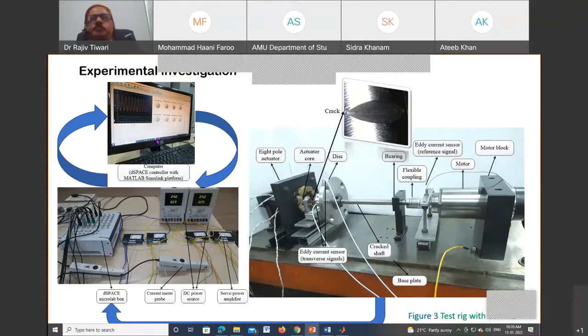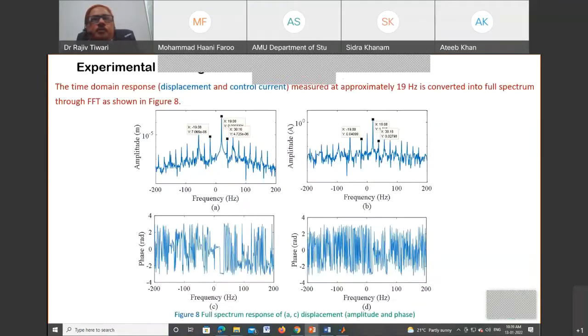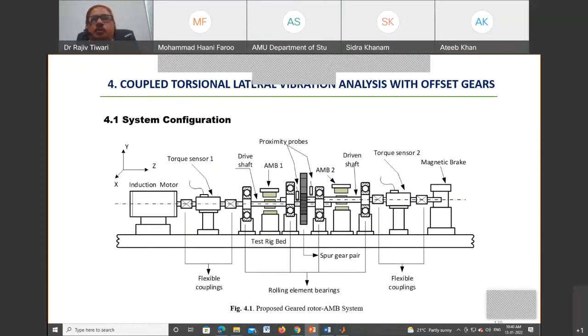The idea is, in the previous slide I showed the mathematical model of the system. In that, the crack parameter was unknown, the bow of the shaft was unknown, and even the AMB parameter was unknown. So we measured the response of the system and fit it with that particular mathematical model to get the unknown parameters. This is the typical response in the full spectrum, because in a rotor we can have forward and backward whirl. So this is the full spectrum amplitude and phase. And this is the test schematic, the same thing.